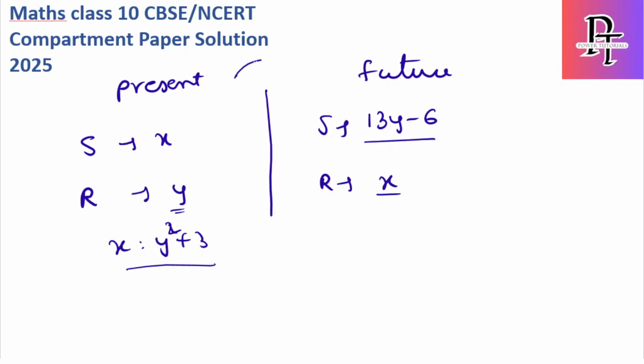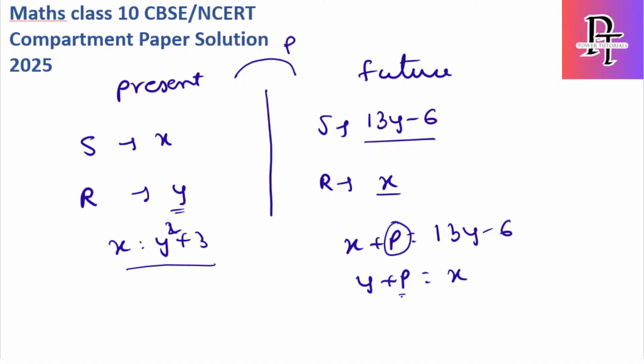So this difference we don't know. So let's assume it as p. P is the number of years after which it becomes this. Okay, so now I can get two conditions. First condition is x plus p is equal to 13y minus 6. In the second condition, y plus p is equal to x. So here we have three unknowns because x, y and p are present. So what I will do, I will replace the p value with this value and get it here, and then replace the x value as y square plus 3.